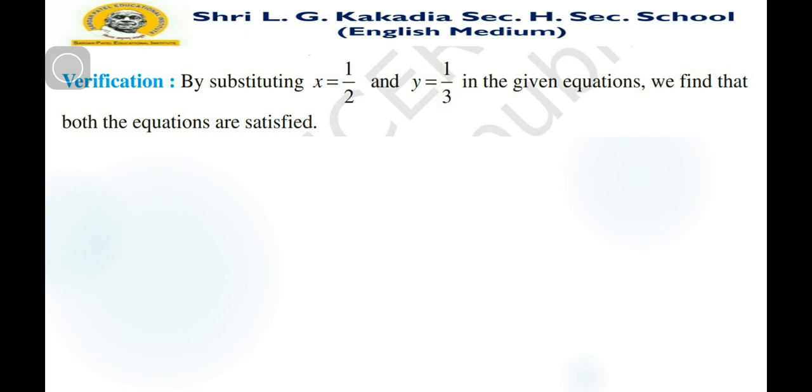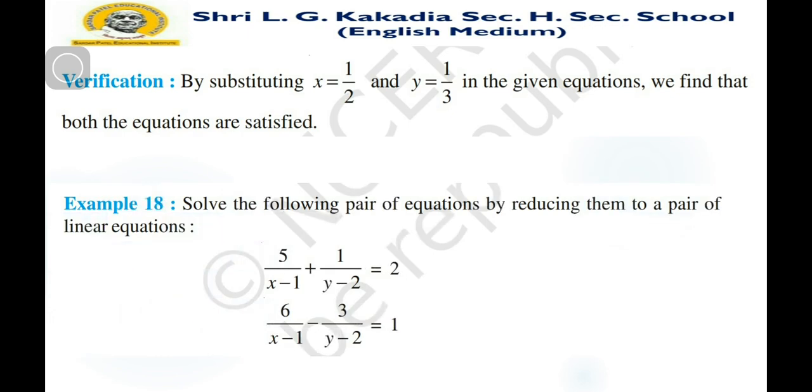Now let us take one more example, example number 18. Solve the following pair of equations by reducing them to a pair of linear equations. Here is one more complicated example: 5 over x minus 1 plus 1 over y minus 2 is equal to 2, and 6 over x minus 1 minus 3 upon y minus 2 is equal to 1.